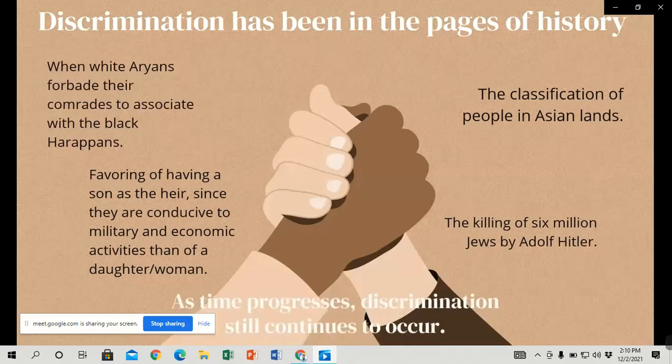As time progresses, discrimination still continues to occur. With those examples of people who suffered from discrimination during that time, it is not surprising that until now we still have issues about discrimination.